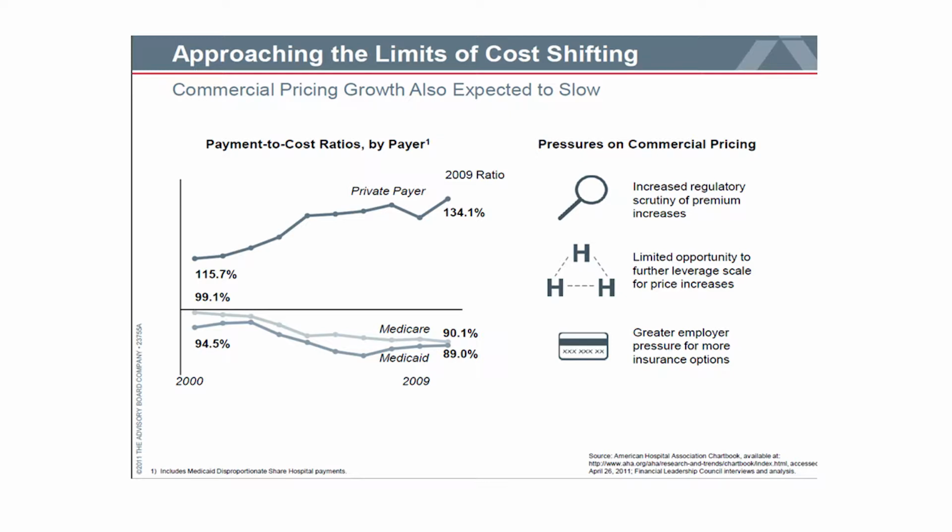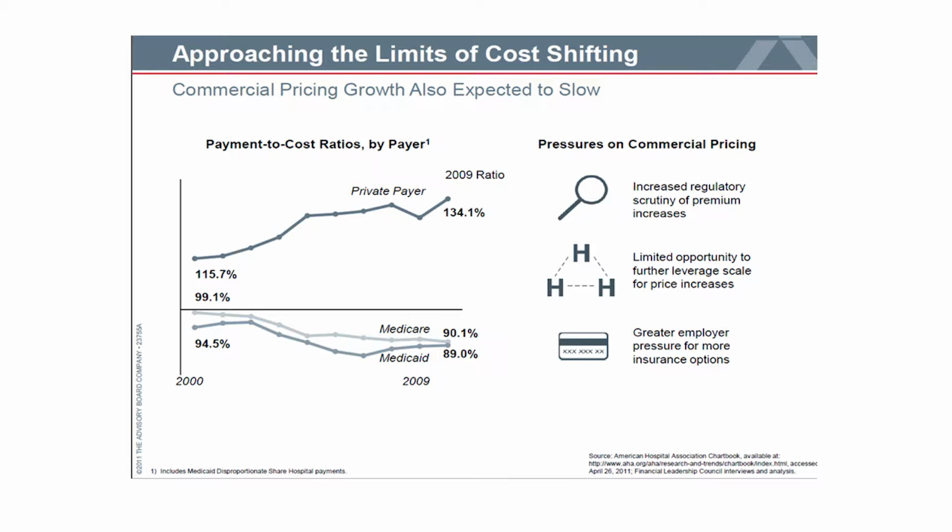So this slide represents the limits of cost shifting and that we are approaching those limits. So if you look at reimbursement to cost in healthcare settings from 2000 to 2009, you can see that Medicare and Medicaid has gone from approximately 95 and 99% down to approximately 90%. So what that means is that for every dollar that we spend on healthcare costs in a hospital setting, 90% is reimbursed by Medicare and Medicaid. So we lose approximately 10 cents for each dollar of spend.